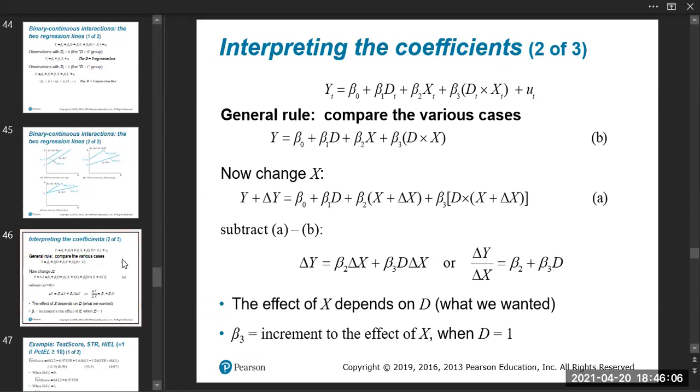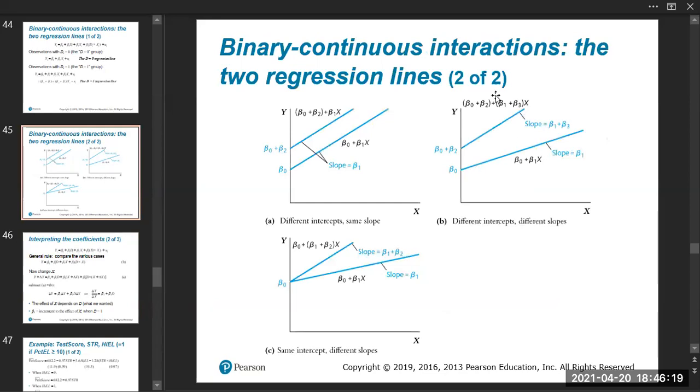Okay. How do we interpret it? This page is about how to interpret it. Now we don't interpret beta 3 as difference in difference, but as the difference in slope. I should probably just require panel B. You still need to look at panels A and C, but we'll just look at panel B.